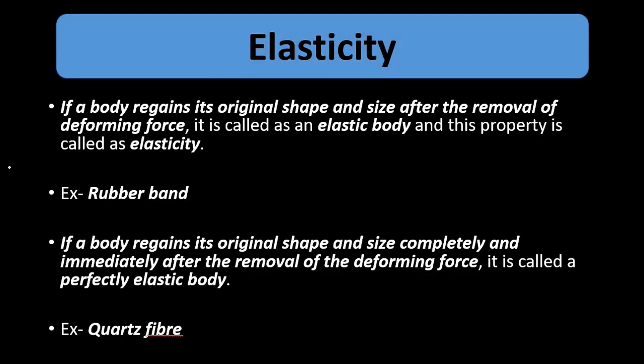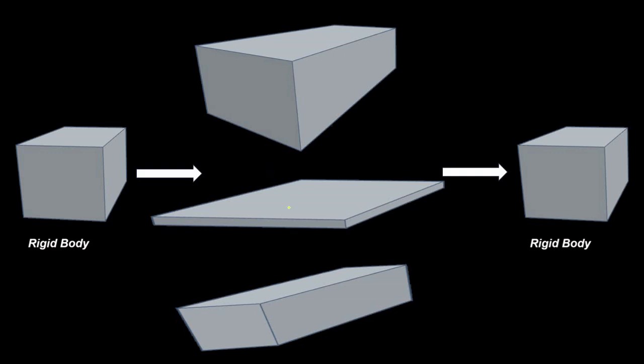So elasticity: when a body undergoes deformation, that is, a change in its shape and size, and after the removal of the deforming force it returns back to its original shape and size, that is called elastic behavior, and the body is called an elastic body. The deformation in this case is temporary. After the removal of the deforming force, the body regains its original shape and size. Now this is basically because of the interatomic forces.